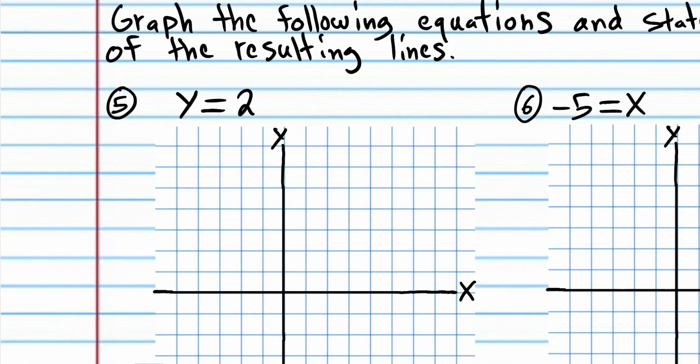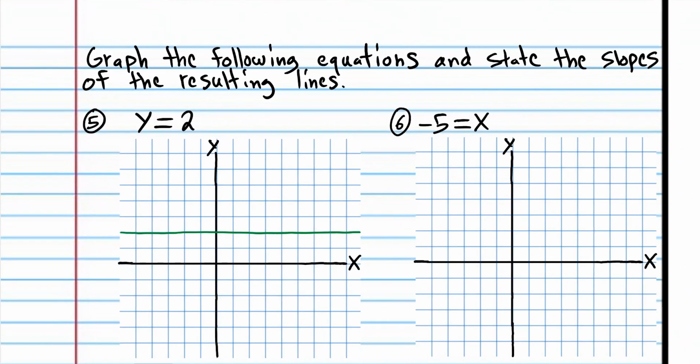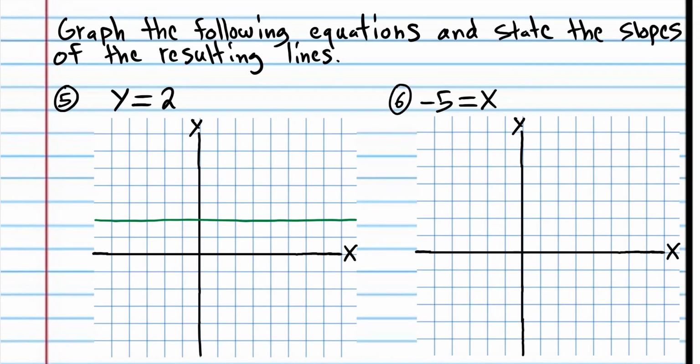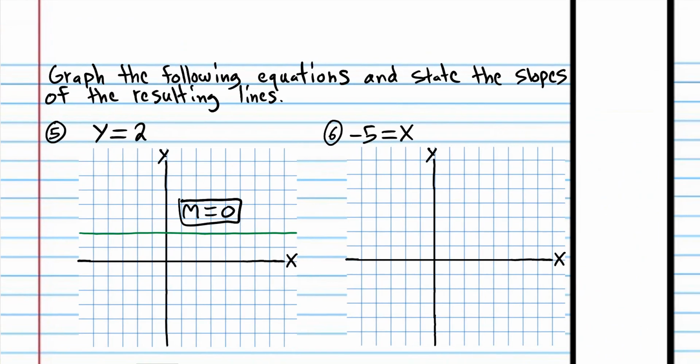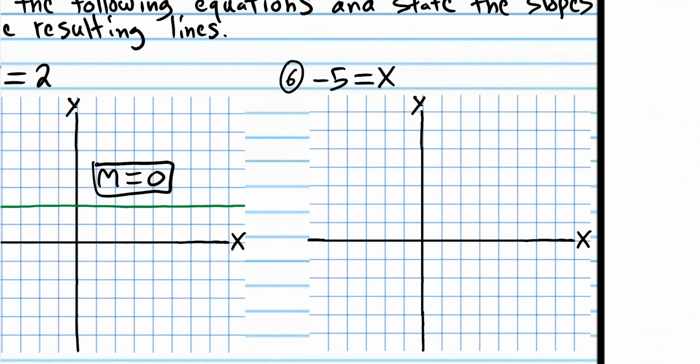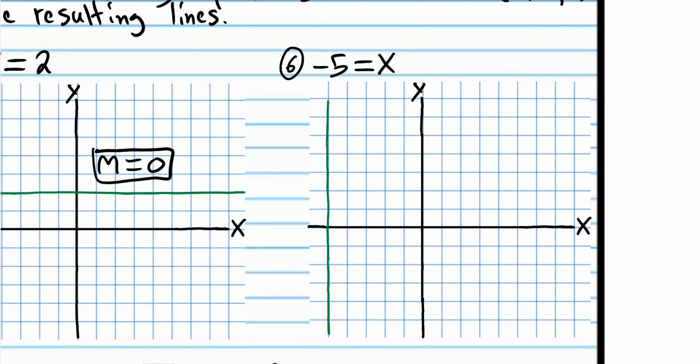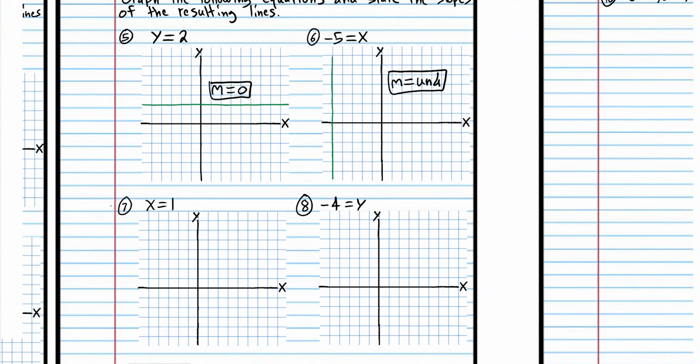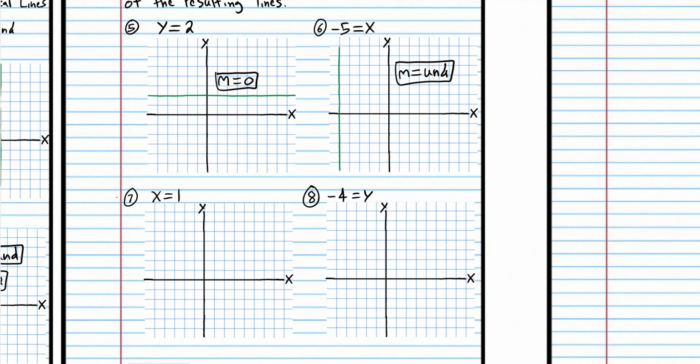So this is y equals 2, so that's a line where all the points have a y value of 2. And we're told to write the slope, and of course the slope of any horizontal line is 0. Now over here for number 6, we have x equals -5, so that's all the way over here. All the points on this line have an x value of -5, and the slope is undefined. The slope of any vertical line is undefined. Okay, so I want you to try number 7, and when you come back, we'll do it together.